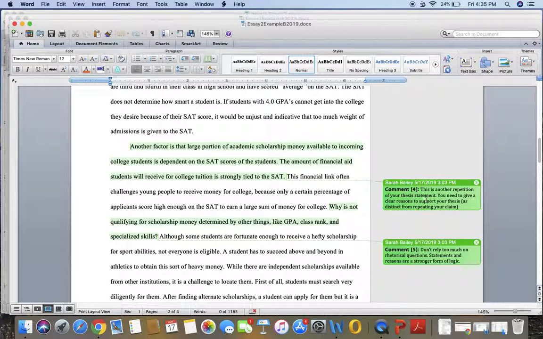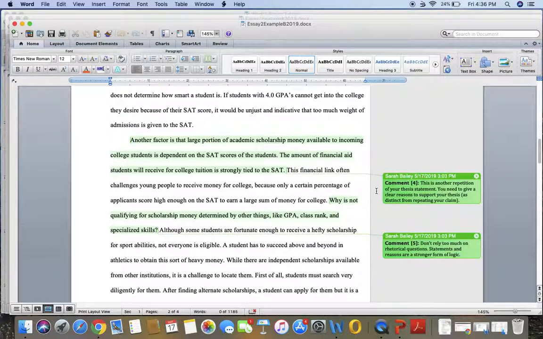And then this, I have here: "Another factor is that a large portion of academic scholarship money available to incoming college students is dependent on the SAT scores of the students." Well, it's the same thing you said in your thesis statement. You're just repeating yourself once again. So instead of just repeating your thesis statement, you need to come up with reasons to support your thesis. So that's definitely something I'm looking for.